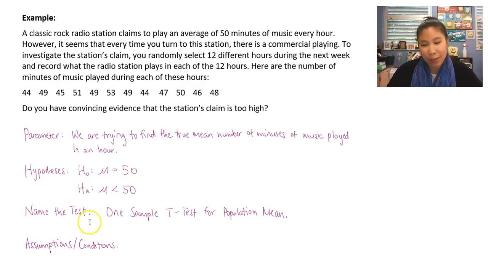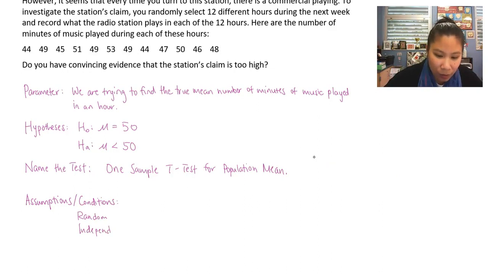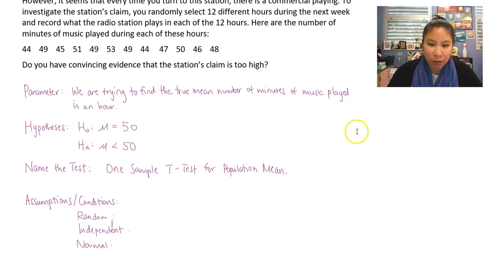Alrighty, so we've named the test. Now we can check our assumptions and conditions. So remember, we have the 3 every time. We need to check for the randomness, a random independent sample, and then we also need to check for normality. Okay, so in this problem, they did tell us that we randomly selected 12 different hours. So our sample is consisting of different hours and how many minutes of music was played during that hour. So we know that we have a random sample of 12 different hours that was given to us.